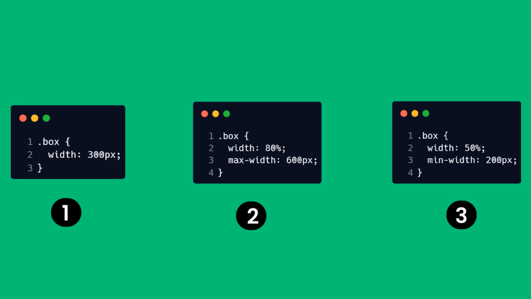Now coming to the third example, the box is set to 80% of its parent's width, but it will never exceed 600 px. This is useful for responsive layouts where you want an element to be fluid but cap its size on larger screens to maintain readability and prevent it from breaking the layout.